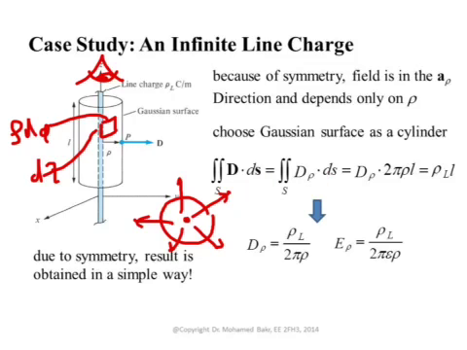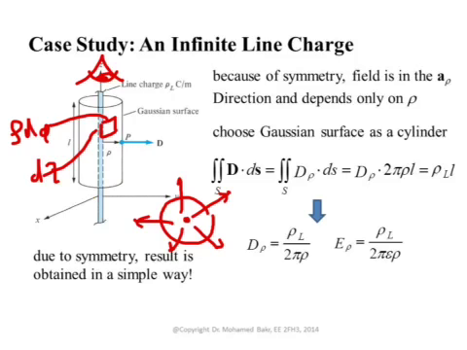Okay, and because I selected my side surface as a cylinder centered around the z axis, what is happening is that D rho is a constant at every point on this surface, because D changes with rho, and rho is a constant. I'm picking only one Gaussian surface, so I can take D rho out from the integral. And then I'm integrating the side area of this cylinder of length L.